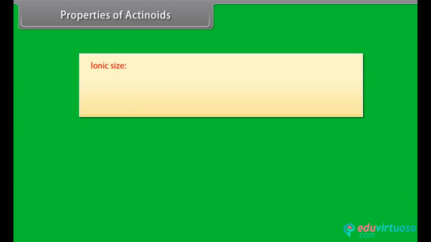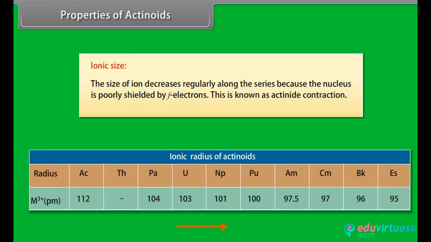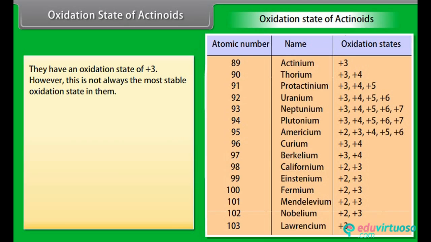Ionic size. The size of the ion decreases regularly along the series because the nucleus is poorly shielded by f electrons. This is known as actinoid contraction. Oxidation state of actinoids. They have an oxidation state of +3. However, this is not always the most stable oxidation state in them.